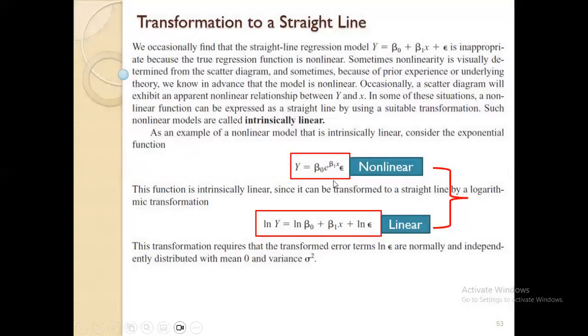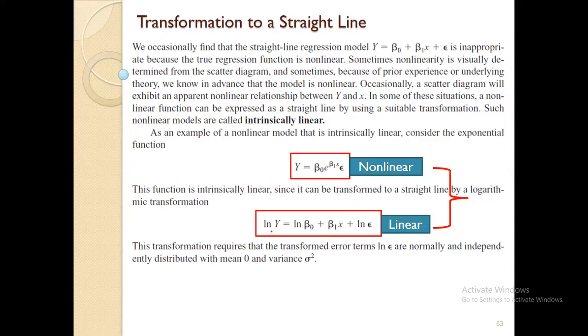This equation is nonlinear, but you can transform this equation to linear. It is y equals beta 0 e to the power beta 1 x, and also some error. This is nonlinear. If you would like to make it linear, you take log of both sides. You get log y equals log beta 0, this is a constant, plus beta 1 x, plus log error.